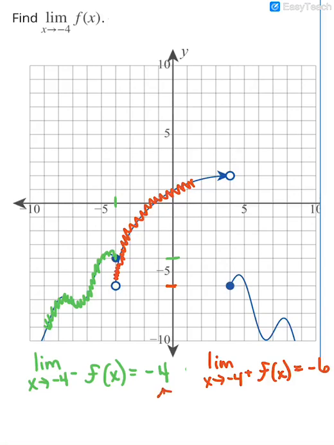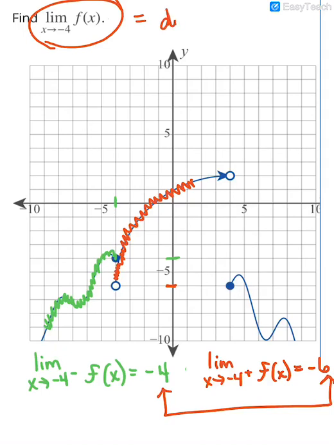Because these do not agree, when they ask me just in general what is the limit as x approaches negative 4, I have to say that that limit does not exist.